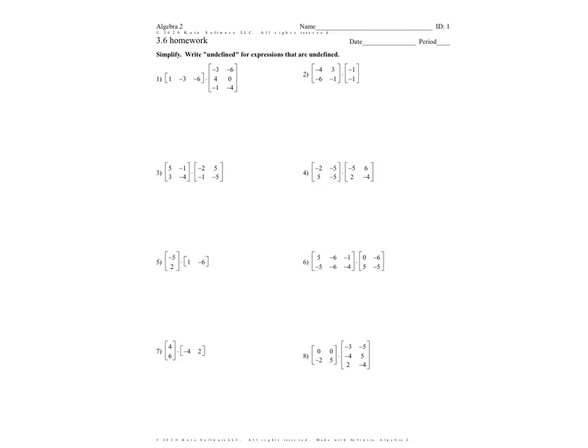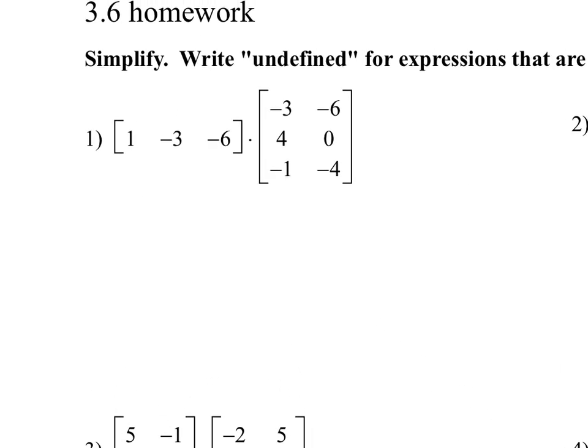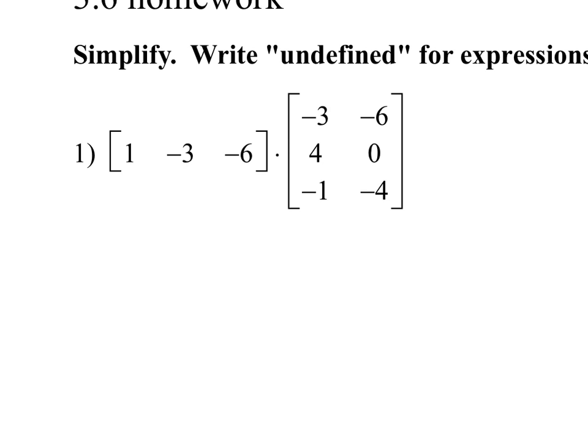Okay, 3.6 homework, we are multiplying matrices. So first thing we need to do is identify our dimensions. How many rows do we have and how many columns? 1 row and 3 columns. So we have a 1 by 3. And what about the second one? 3 by 2. A 3 by 2.